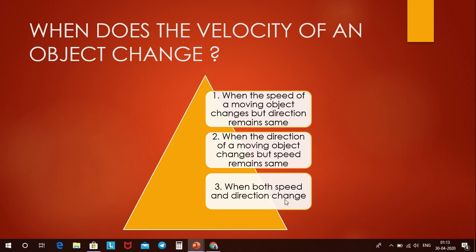Means in three different cases or in three different conditions velocity of an object changes. If only the speed of the moving object changes, then velocity is changing. If speed is not changing but direction is changing, then also velocity is changing. And if both the speed and direction are changing, in that case also velocity is changing. So this is very important to note about velocity of an object, right?